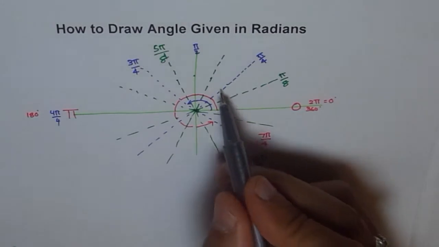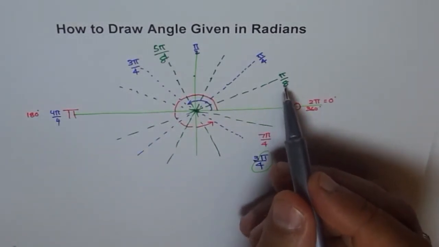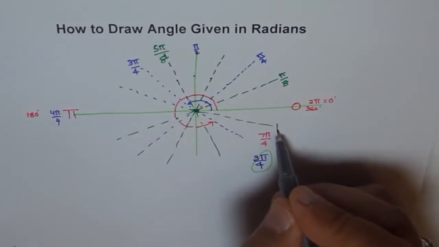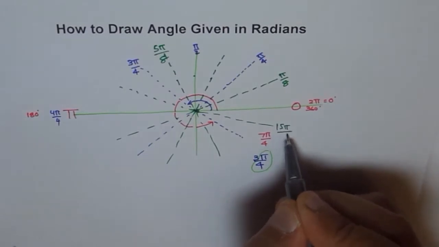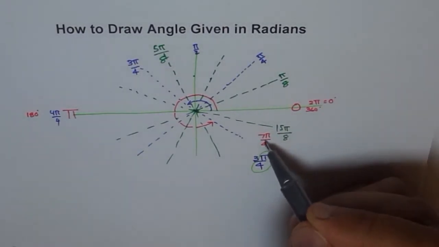So if I go full round, like this, how many 8s will I have? 16. 8 here and 8 here, right? So this will be how much? This will be 15 pi by 8. 1 less than 16, correct? So similarly, as we had 7 pi by 8, 1 less than 8.